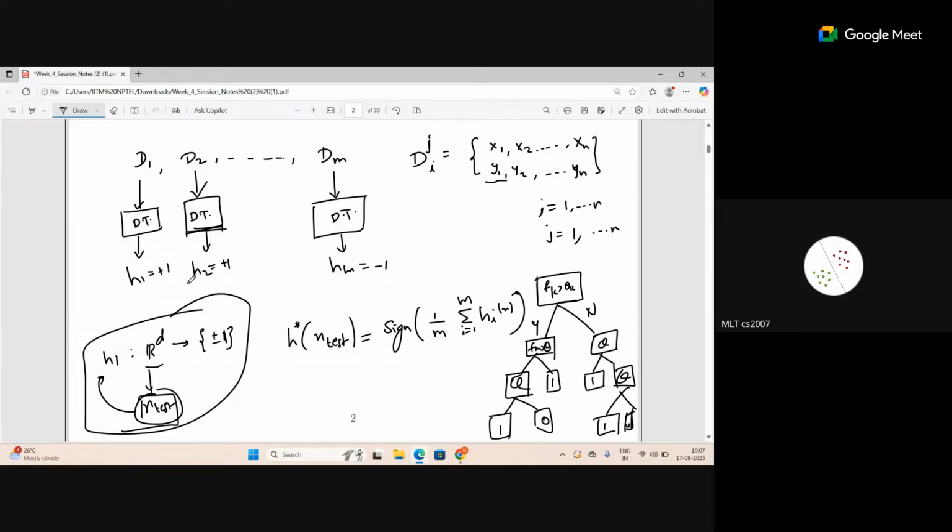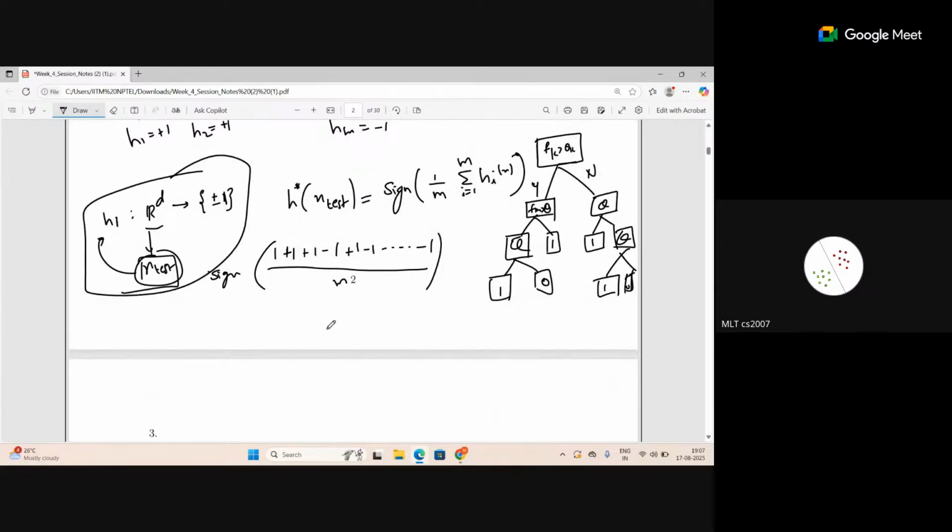So what will be the average of, in this case it is plus 1, or okay, let's say I'll not write plus 1 plus 1, I'll write only 1 plus 1 plus, let's say, 1 minus 1 plus 1 minus 1, and up to, let's say, minus 1, divided by m. And whatever the sign for this is there, right? So suppose this comes out to be, let's say, minus 5 by m. So what will be the prediction in this case for the test data point? Minus 1. Understand?